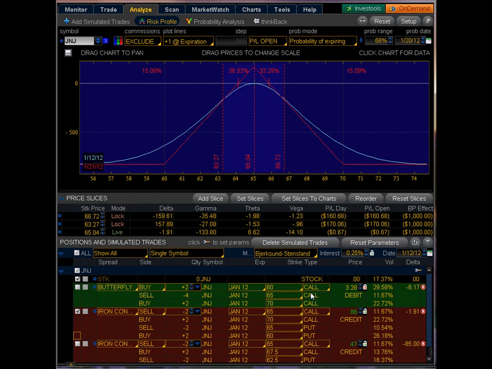In our classic butterfly, we used all calls. You can also use all puts. It doesn't really matter. The prices are about the same normally. So it doesn't really matter if you use calls or puts. And if you do an adjustment, you can do the adjustment in calls or puts. It doesn't make a difference to the trade.